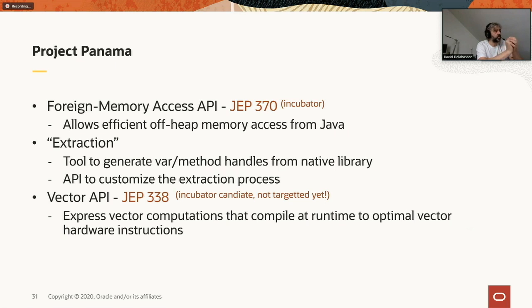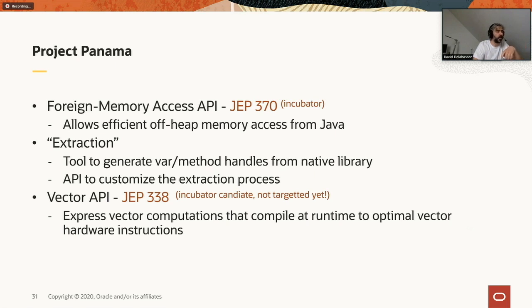And last but not least, there's the vector API, which allows you to easily express vector computation that will compile at runtime and execute on a vector on CPUs that support vectorized extensions, such as SSE or AVX for AMD, or ARM scalable vector extension.